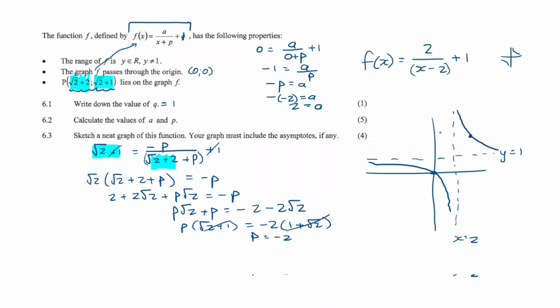And then the point that we can put here is this other point that we know. So root 2 plus 2 and root 2 plus 1. And there you have your graph. To be fastidious, this is the y-axis, this is the x-axis.